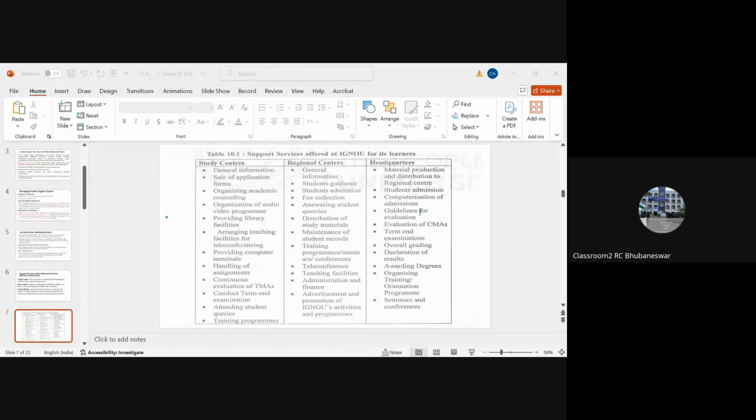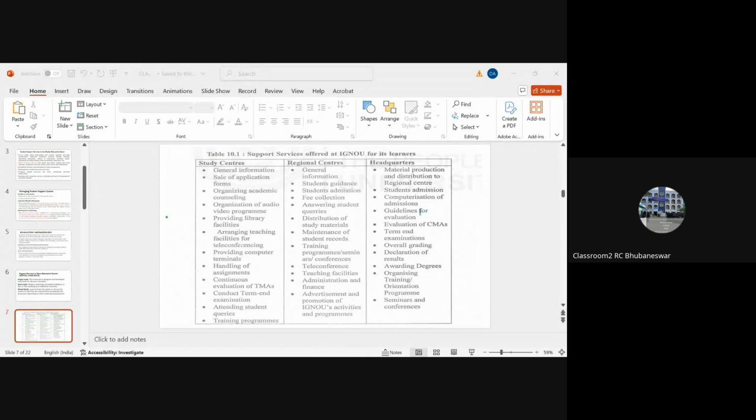Study center arranging teaching facilities for teleconferencing. Teleconferencing teaching facility is also provided by study center. Study center also handles assignments, which we discussed, and continuous evaluation. Conducting term examination is wrong; study center does not conduct term-end examination.